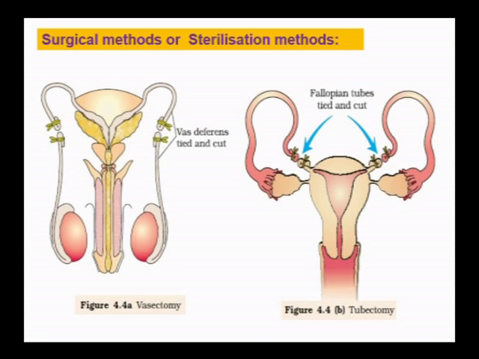Surgical methods include vasectomy in males and tubectomy in females. Vasectomy is a surgical procedure in which the vasa deferentia of both sides are cut and tied to prevent the transport of sperm to the site of fertilization. In tubectomy, the fallopian tubes of both sides are cut and tied to prevent the transport of egg or ovum to the site of fertilization. So, surgical intervention prevents the transport of both sperm as well as egg to the site of fertilization. That is how surgical methods or sterilization methods prevent fertilization.